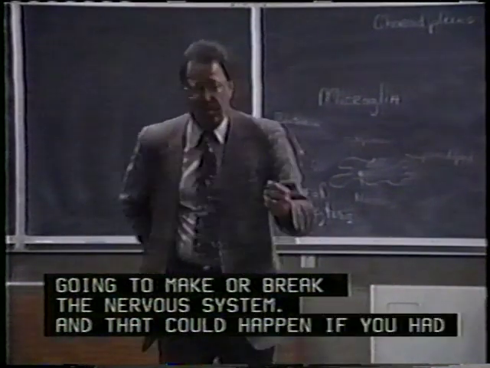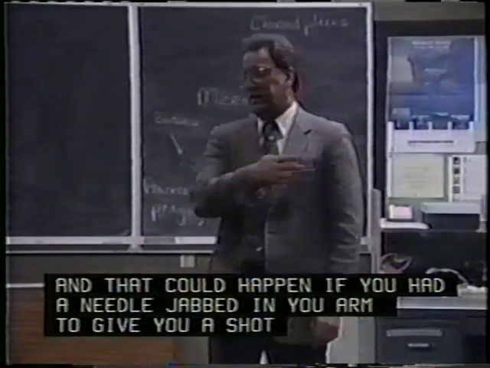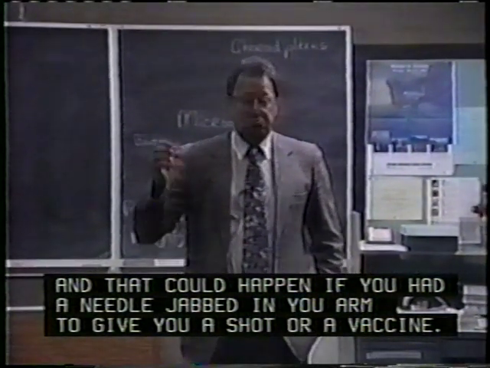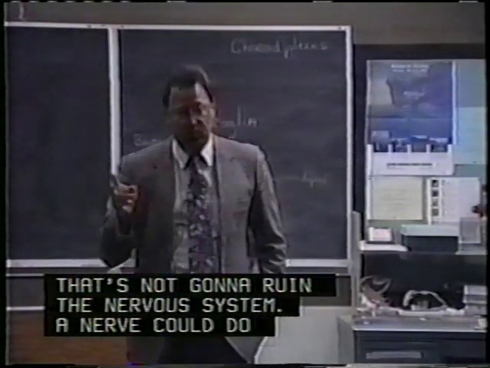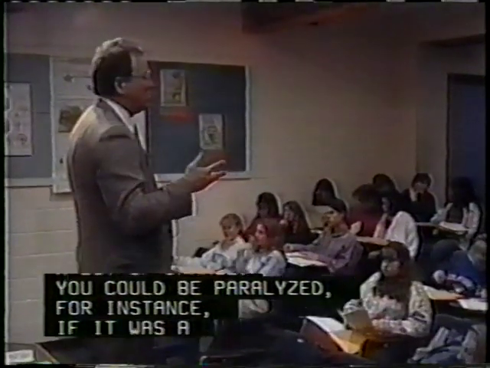And that could happen if you had a needle jabbed in your arm to give you a shot or a vaccine. That's not going to ruin the nervous system. A nerve could do a lot of damage. You could be paralyzed, for instance, if it was a whole nerve that was severed.